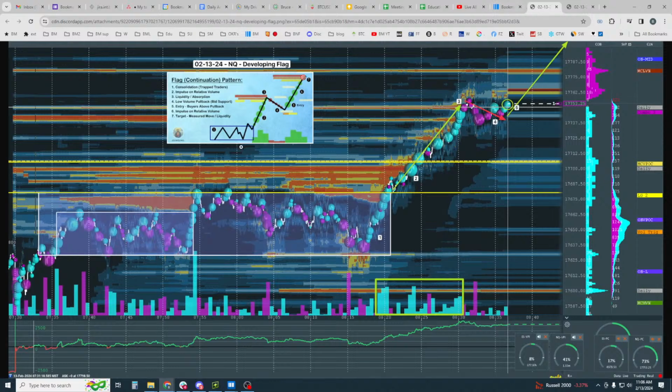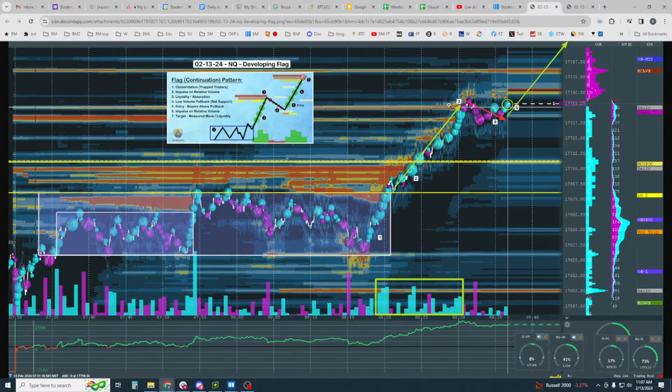Okay, so yeah, here's your criteria in your setup. Here's your image of the setup, what you're looking for, and then here it is in Bookmap. Beautiful. Look at this high liquidity up here, traded up through it. Okay, this is your impulse move 1. Here's your pullback, and then you're looking for impulse move 2.